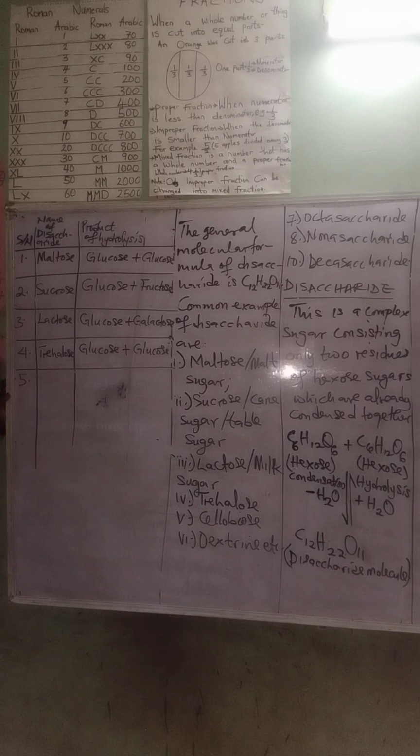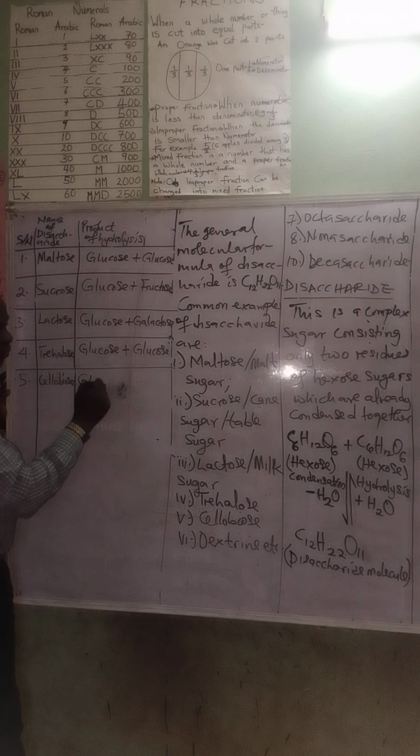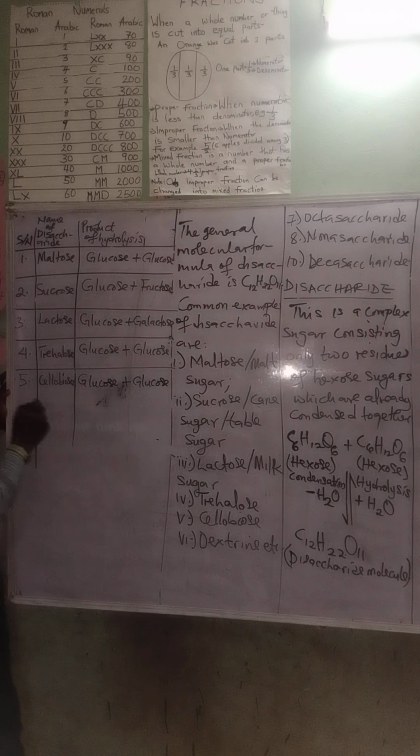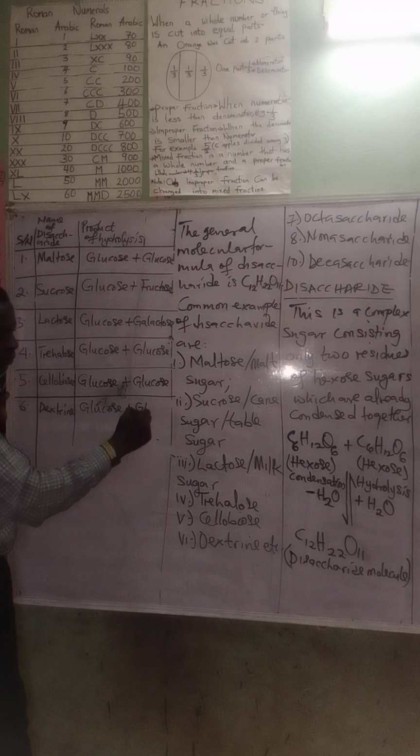Number five, you have cellobiose. Cellobiose is from cellulose. You have also glucose and glucose. Then another one is what? Dextrin. The same thing, glucose plus glucose.